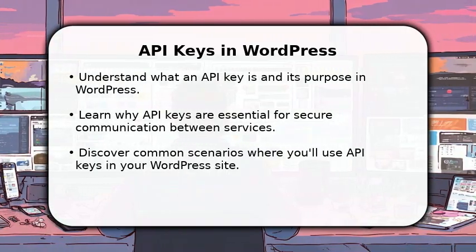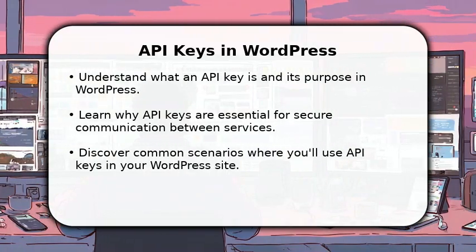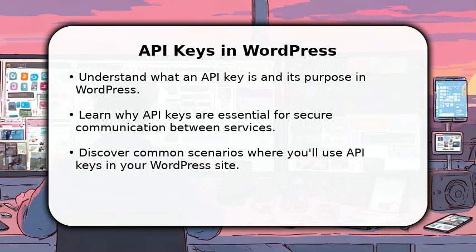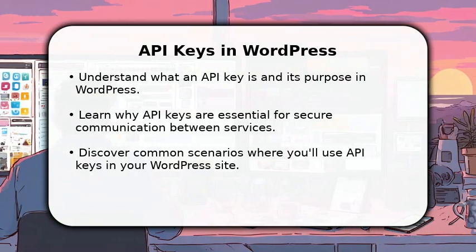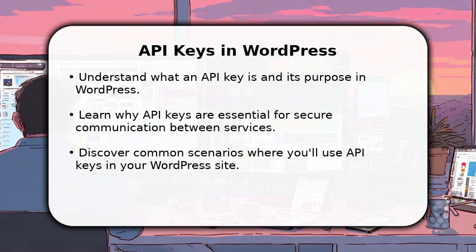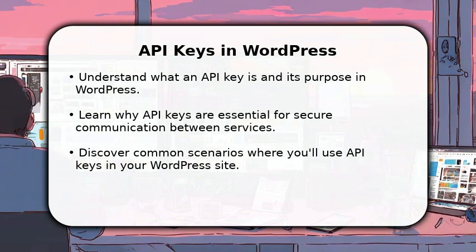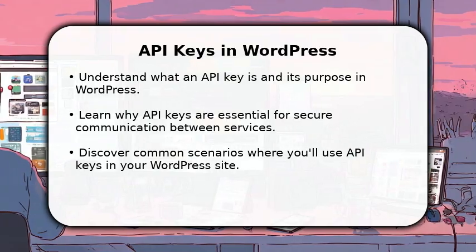In WordPress, API keys are crucial for integrating third-party services like analytics, payment gateways, or mapping tools, ensuring secure and authorized data exchange between your site and external platforms.